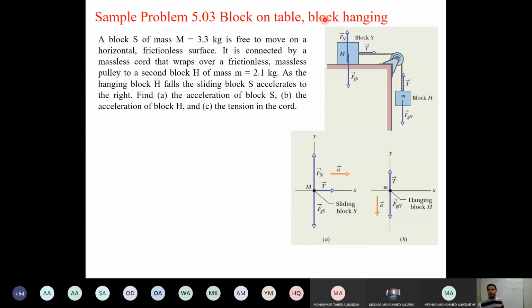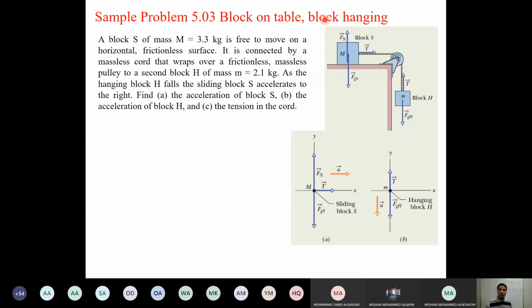A block S of mass M, 3.3 kilogram, is free to move on a horizontal frictionless surface. It is connected by a massless cord that wraps over a frictionless massless pulley to a second block H of mass m, 2.1 kilogram. As the hanging block H falls, the sliding block S accelerates to the right. Find the acceleration of block S, the acceleration of block H, and the tension in the cord. Okay, so these are the things which you need to determine here.